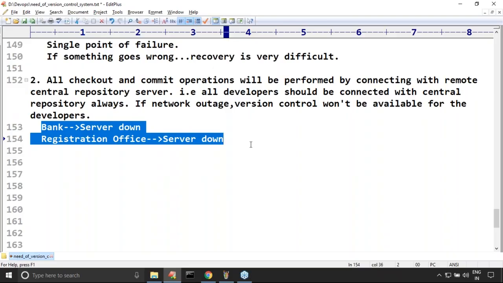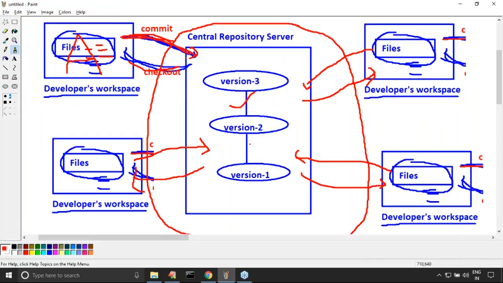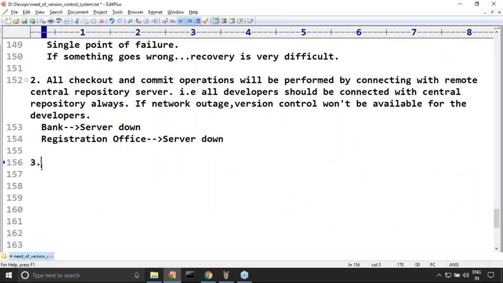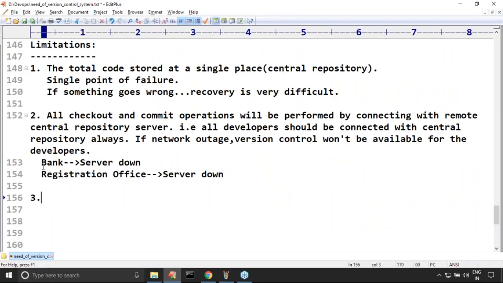So if a network outage is there, then the developer's workspace cannot communicate with the central repository server. Then automatically, version control is not available to the developer until the network is available again. Compulsorily, the developer is required to wait. There is no other alternative at all. So is it clear? Any doubt about this second problem?